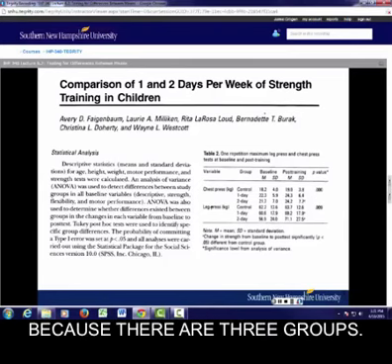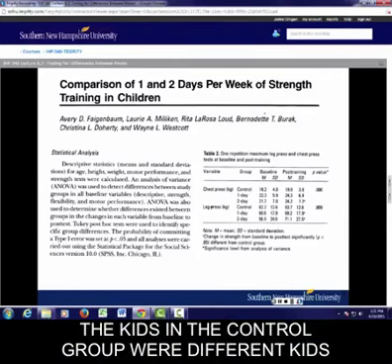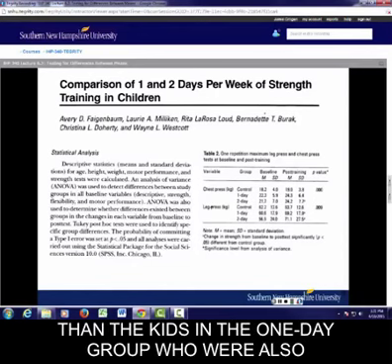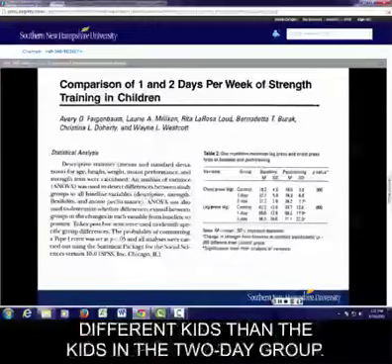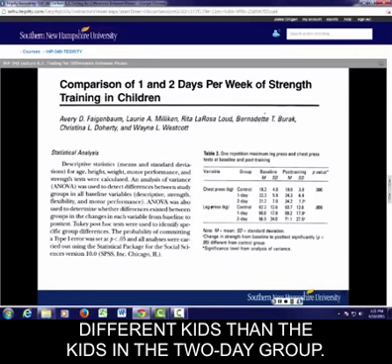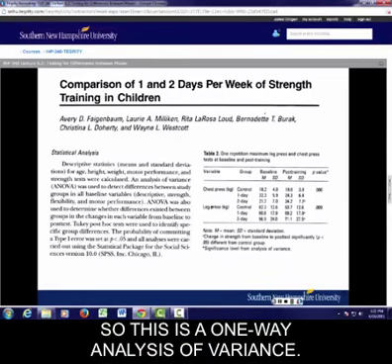there are 3 groups. The kids in the control group were different kids than the kids in the 1 day group, who were also different kids than the kids in the 2 day group. So these groups are independent. So this is a one-way analysis of variance.